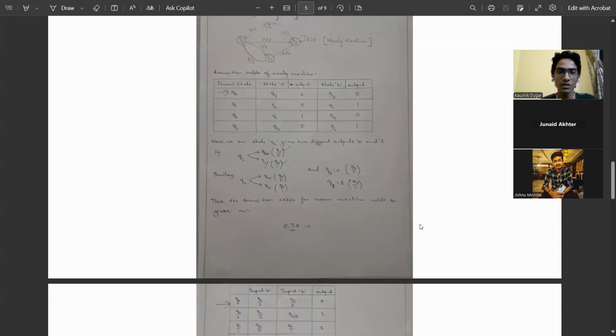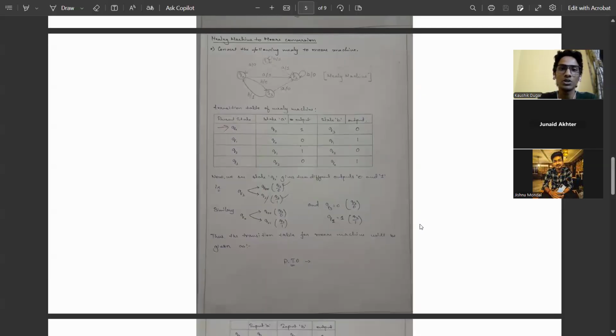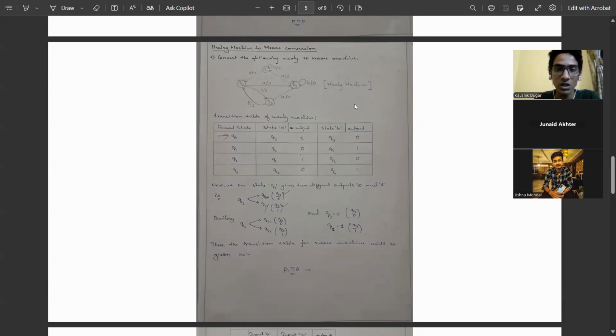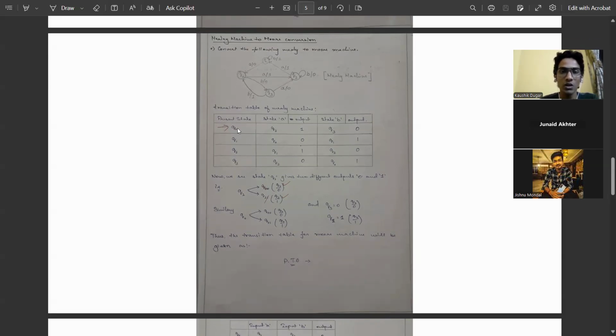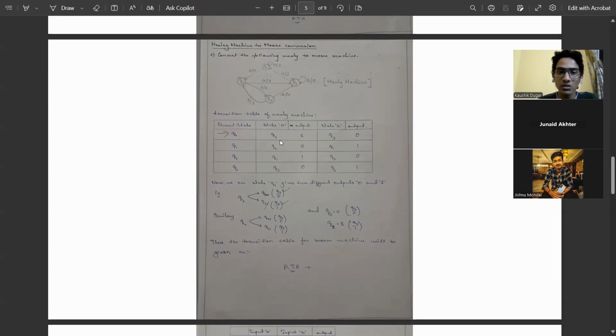Now moving on to the next question, we have a Mealy machine to Moore machine conversion. A Mealy machine diagram is given and the transition table for this Mealy machine is also given. According to the transition table, for present state Q0, on input A, we have a transition to state Q2 and we get an output 1. Similarly, for input B, we get a transition to Q3 and we get output 0.